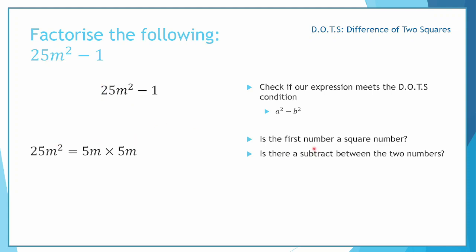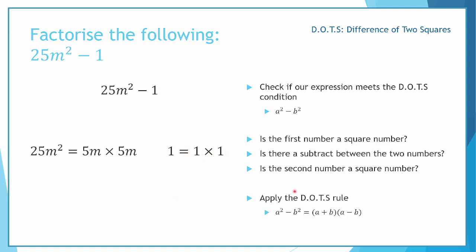We're going to check if there's a subtract between the two numbers. There is. And we're going to check if the second number, i.e. this 1, is also a square number. 1, of course, is a square number because 1 times 1 gives us 1, so 1 is a square number. And then we can go ahead and apply our difference of two squares rule like we did in the previous slide. So 25m squared minus 1 becomes 5m plus 1 times 5m minus 1. So you can see we've got the root of this a term here, and we've got the root of the 1 here. And again, if you went ahead and multiplied out the double bracket, you would see that you'd end up back at the original question here.